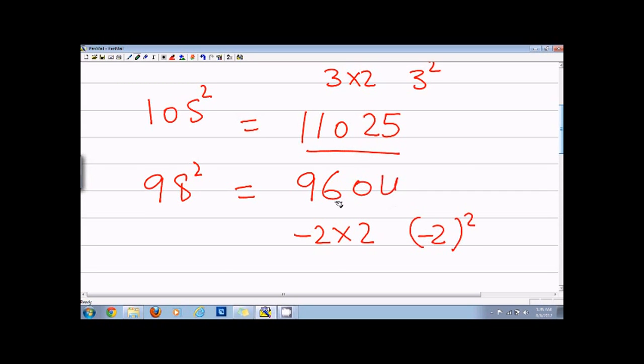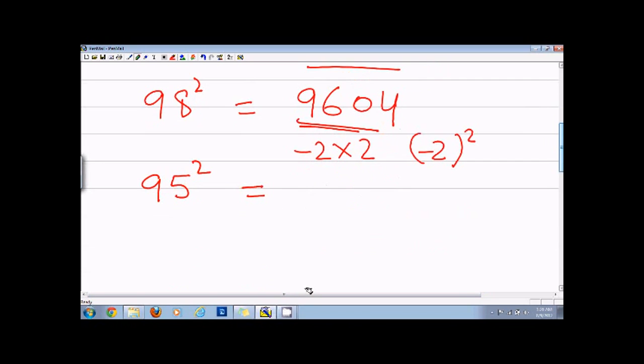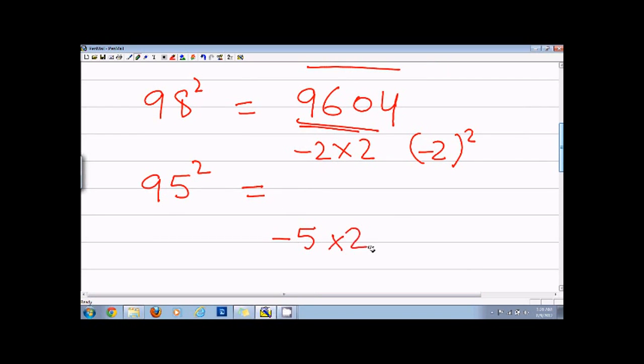Now similarly, if I have 95 square, in this case I will say 5 minus 5 into 2 is 10, so I'll say 90, and then minus 5 square, that is 25. So the answer is 9025. Now this is not magic, so there is a proof for this trick.